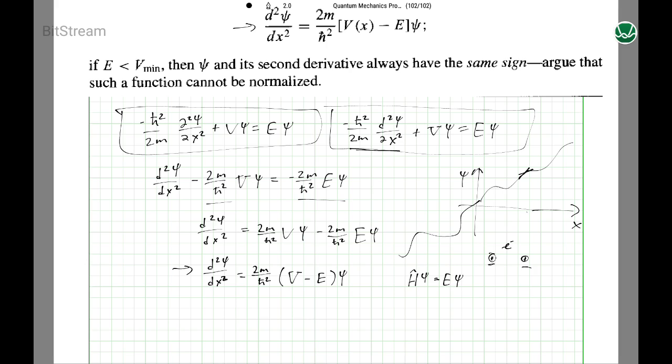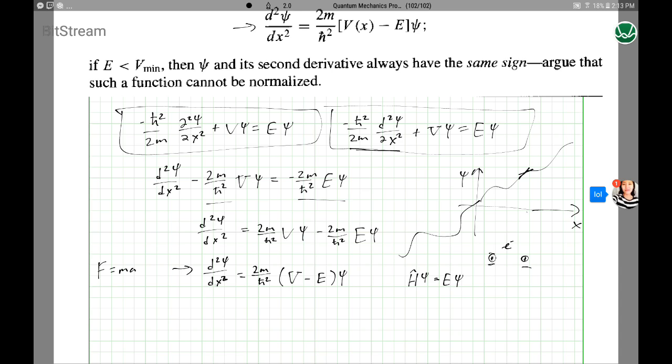And relating this back to Newton's law, F equals ma. The second derivative with respect to space is like my motion, my acceleration.